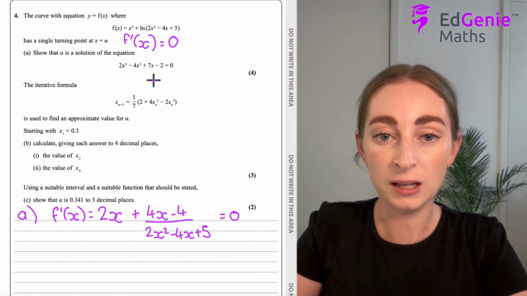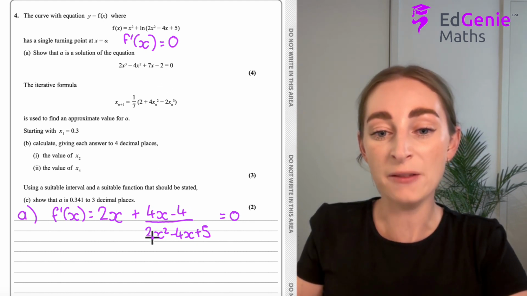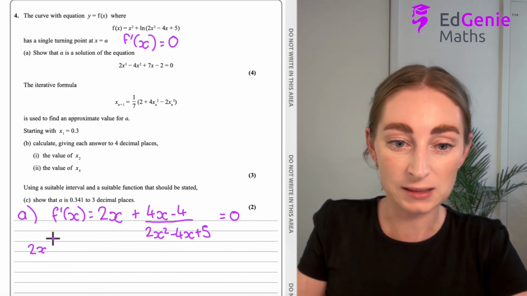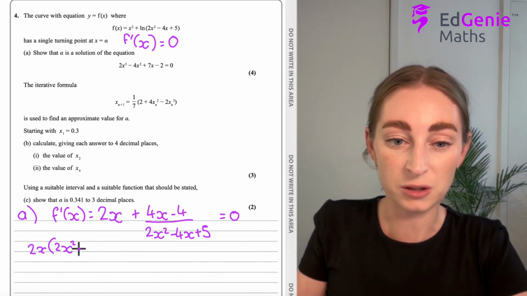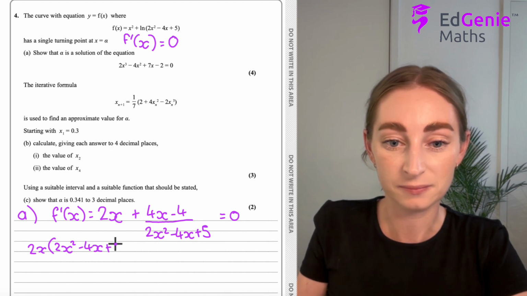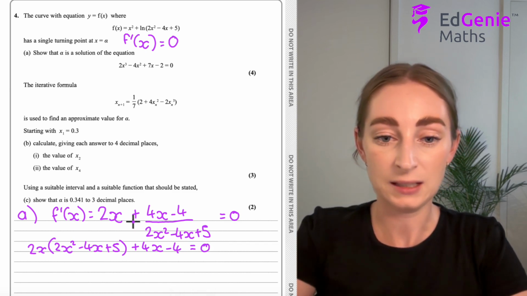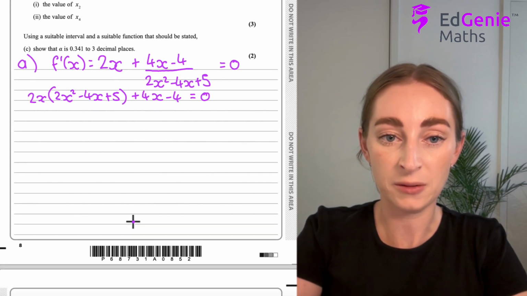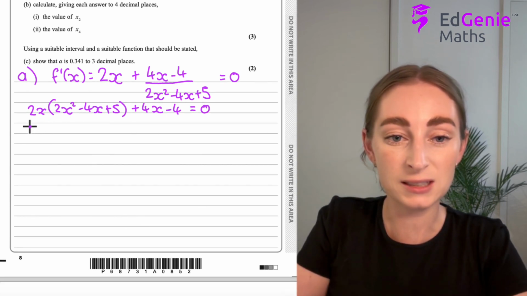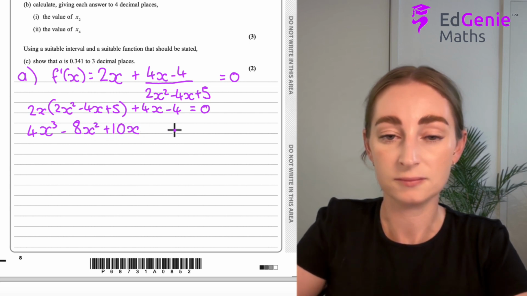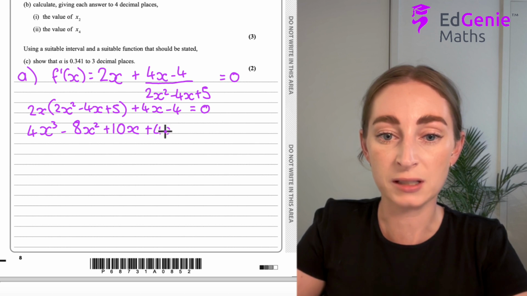So let's do a little bit of rearranging. I'm going to multiply everything by this denominator, so I will get 2x multiplied by all of that denominator plus 4x minus 4 equals 0. Now let's just simplify that a bit. Multiply this out. Okay, and we've also got our plus 4x minus 4.